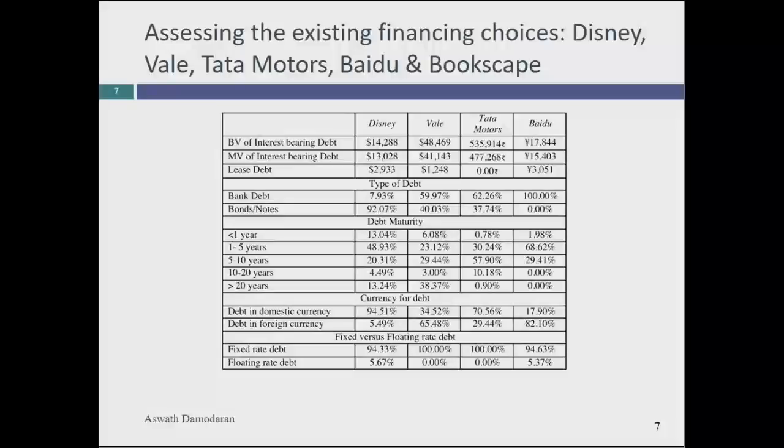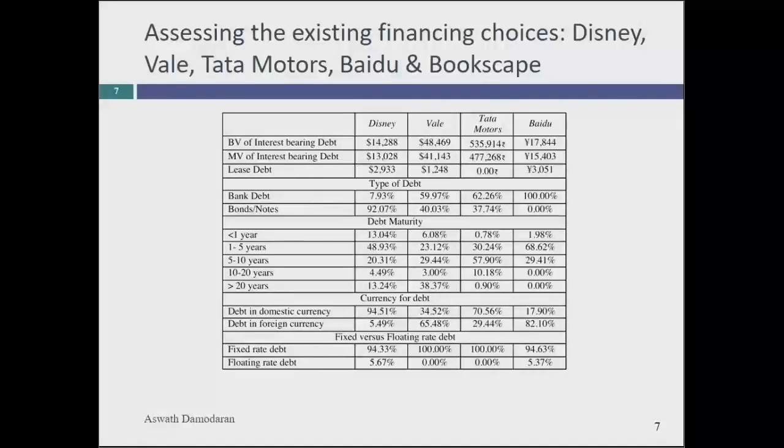But even if you look across the rest of the world, you can see how corporate bonds are starting to show up in the rest of the world. Look at Vale, 40% of the debt now takes the form of corporate bonds. This isn't 1990 anymore. Brazilian company, 40% of its debt is corporate bonds. And even Tata Motors, 38% of their debt is corporate bonds. Baidu has 100% of its debt in bank debt. My guess is, when you look at the currency, you're going to see where it's coming from. But most of it is not even coming from China.